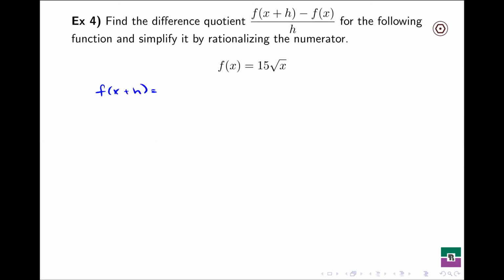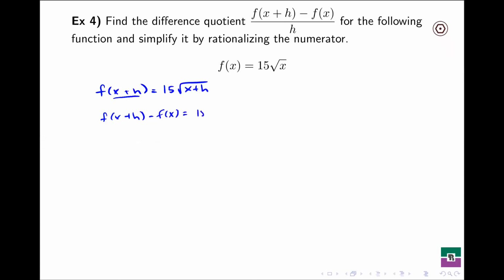F of x plus h: the thing in the parentheses is x plus h, so that will go into the function for x. So it's going to be 15 times the square root of x plus h. Okay, let's go and look at the numerator. Again, kind of doing small bites here, piece by piece. The numerator has f of x plus h minus f of x.